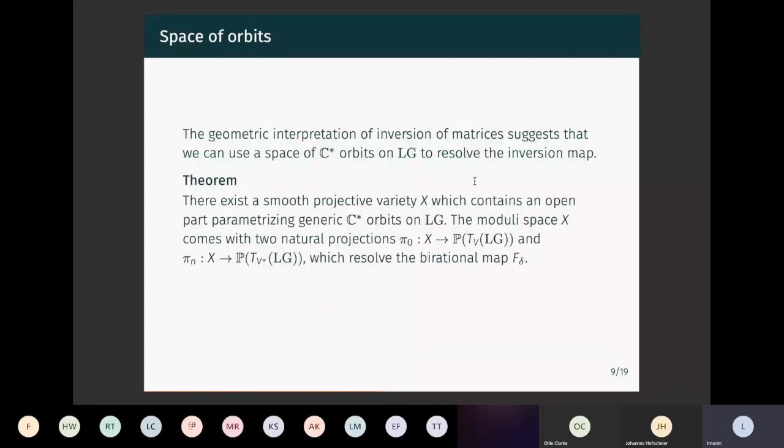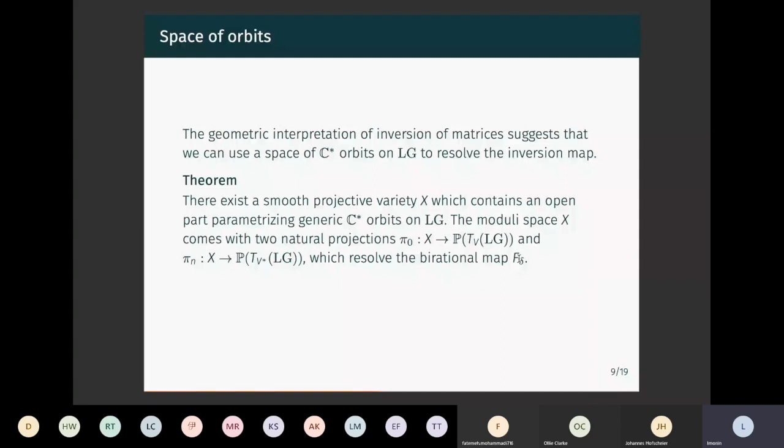So let me formulate this as a theorem. There exists a smooth projective variety X, which contains an open part parameterizing generic C-star orbits on the Lagrangian Grassmannian, and this moduli space of orbits comes with two natural projections to the projectivization of the tangent space at the first isolated fixed point and the projectivization of the tangent space at the second isolated fixed point. And this variety X resolves the birational map F delta.